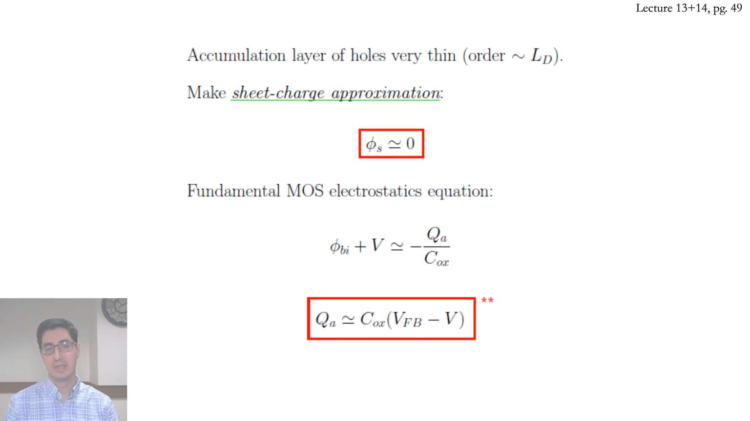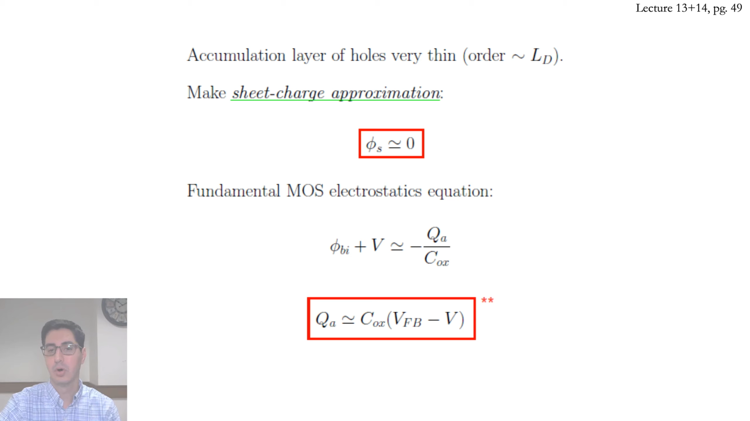What does that mean? That means phi bi plus V has to equal phi s plus phi ox. This term right here is phi ox. We've taken phi s to be small, so almost all of our potential drops across the oxide. And here QA just stands for accumulation charge. It's the number of holes at the surface that are greater than there was in equilibrium.